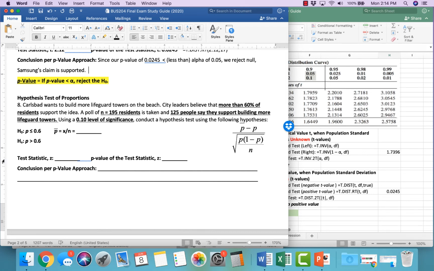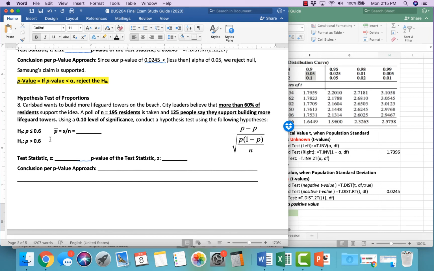So here you are given the hypothesis statements, the null and alternative. And again, it's helpful to look at the alternative because that'll tell you what kind of test it is. In this case, it's an upper tail test. And we can also see that because in the story it said more than 60% of residents. That's what we're testing to see if it's true or not.